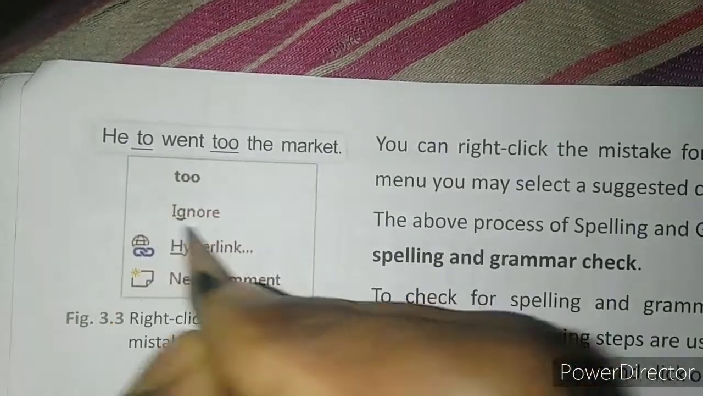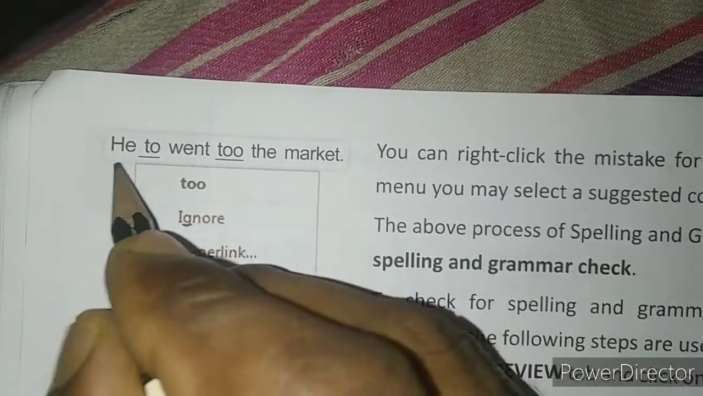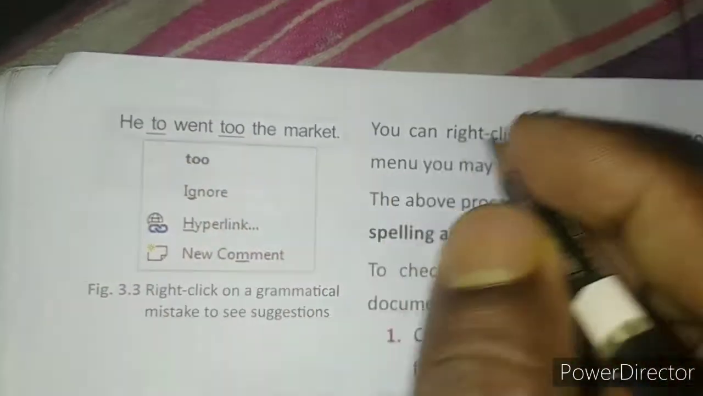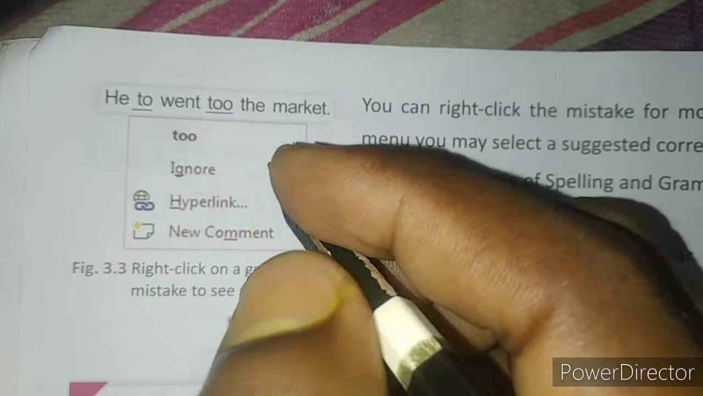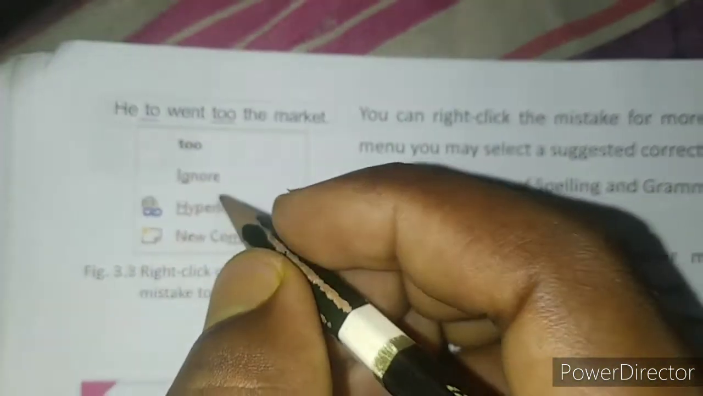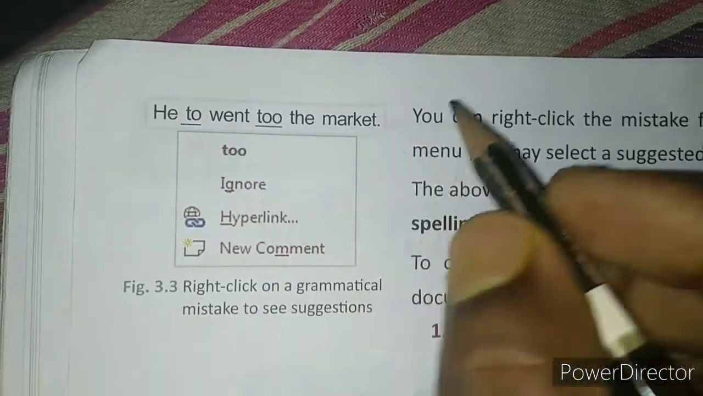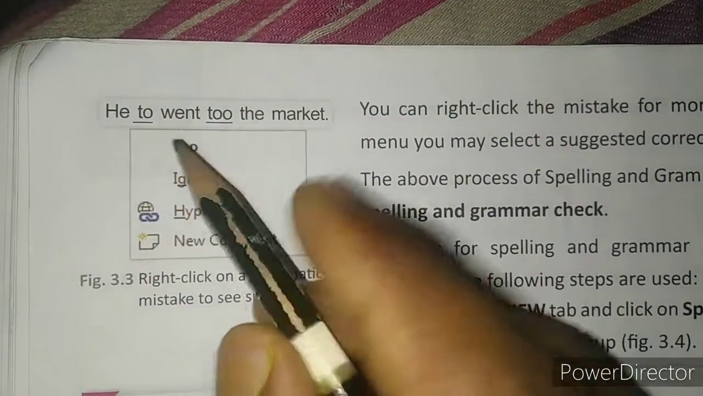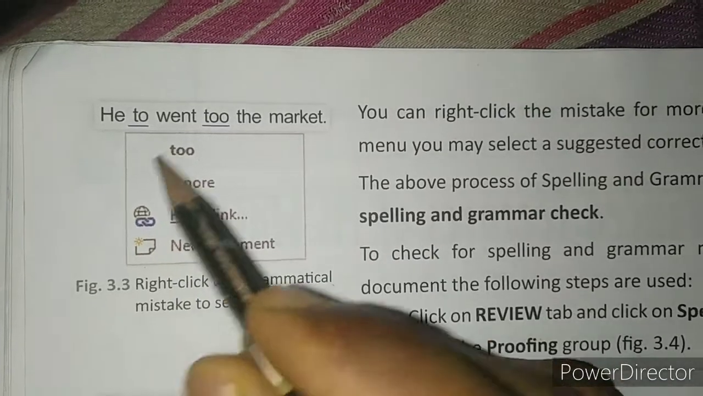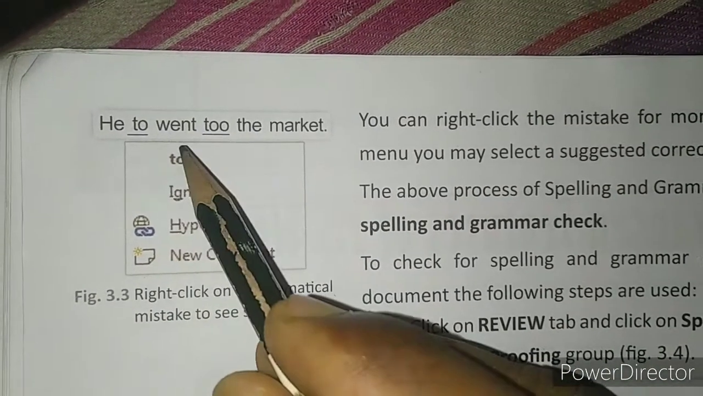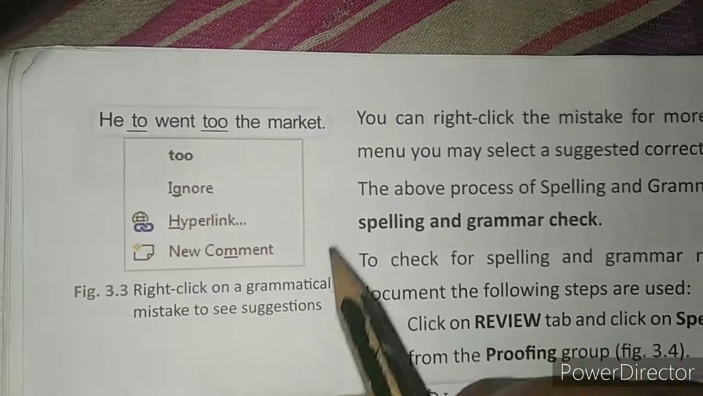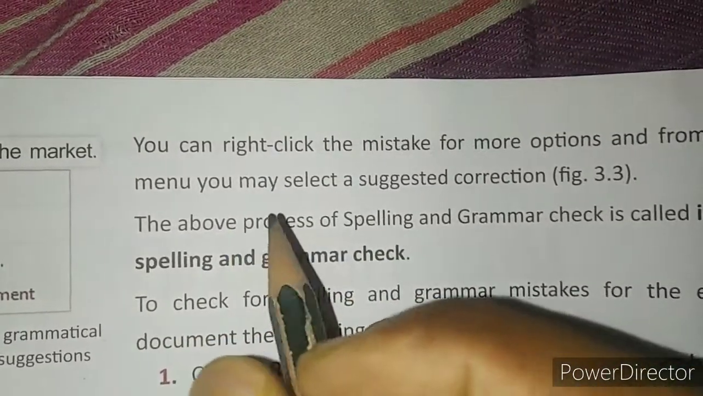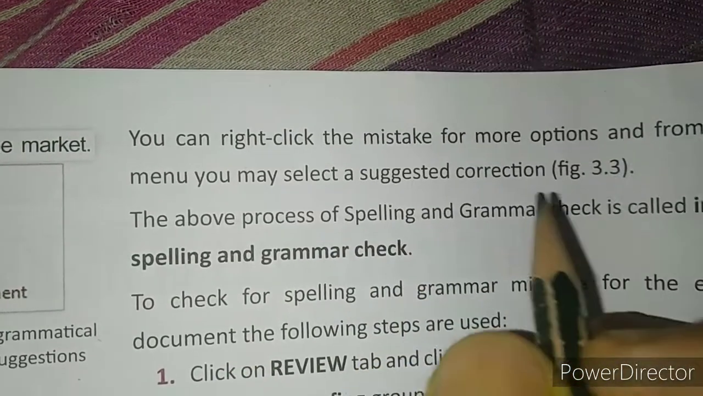The suggestion will appear, and here what should be there? "To" should be there. You can click here and the word will be changed. It means the grammatical mistake will be removed. Right click on the grammatical mistake to see the suggestion. When we right click on the word, suggestions appear, and if we do not want to change this, we can ignore, right?